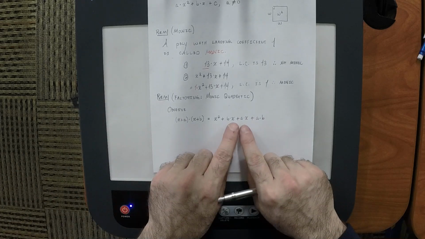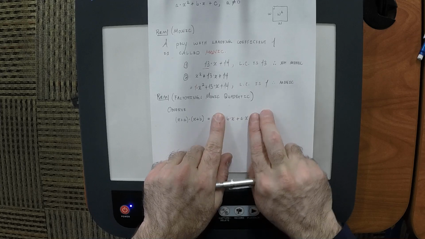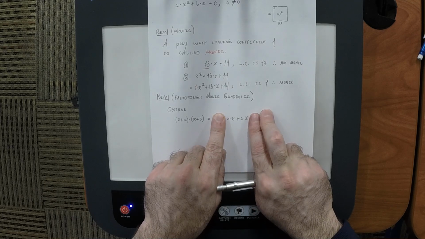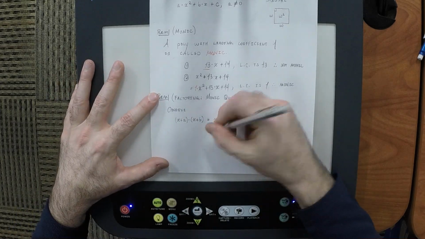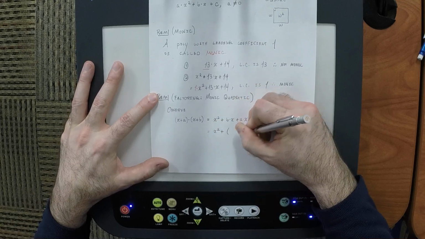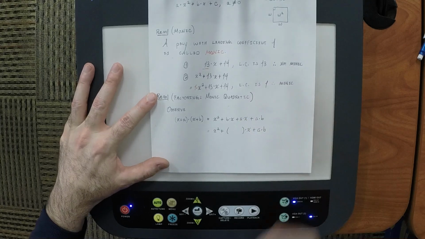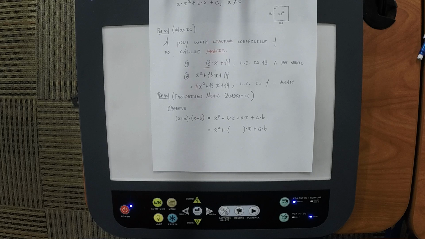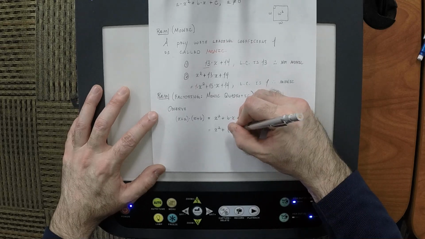Now, looking at just the middle terms, do you observe that they have a greatest common factor? What is it? It's x. So I'm going to factor that out and get x squared plus x times something, plus ab. When you factor that out, you get b plus a goes in there. But for reasons of alphabetical order, I'm going to write a plus b.